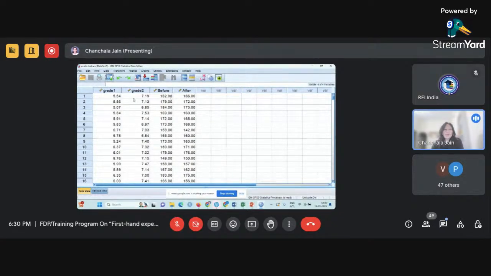Now, here there are 4 columns, but I'm considering only the first 2 columns, and the second 2 columns you can use for your own practice. Now I'm talking about grade 1 and grade 2. Suppose in a class I have conducted the test twice for the students. This is the score of the students before teaching them, and this is the score after teaching them. So I want to check whether there is a significant difference in the grades or not. This is my purpose, to check whether my teaching is effective or not.